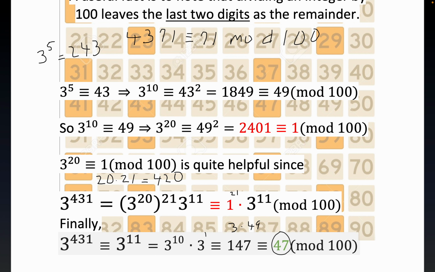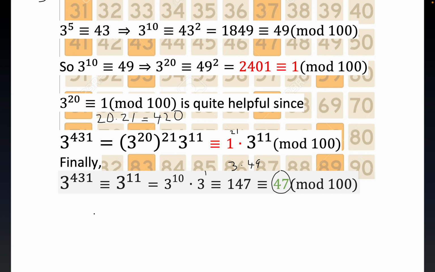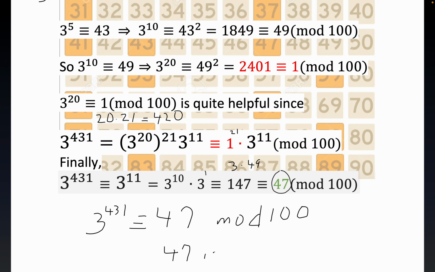We have shown without a doubt that 3 to the 431 is congruent to 47 mod 100. And remember, what's the purpose of doing mod 100? It gives you the last 2 digits, right? When you reduce it all the way down to a number between 0 and 99. So this is mod 100, okay, and 47 is the last 2 digits. The last 2 digits are 4 and 7, however you want to say it.